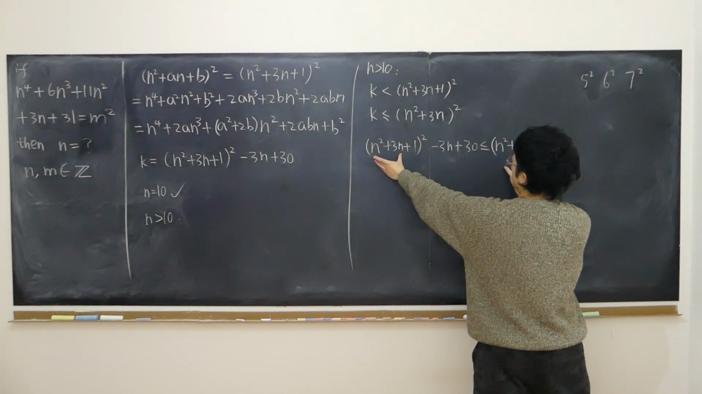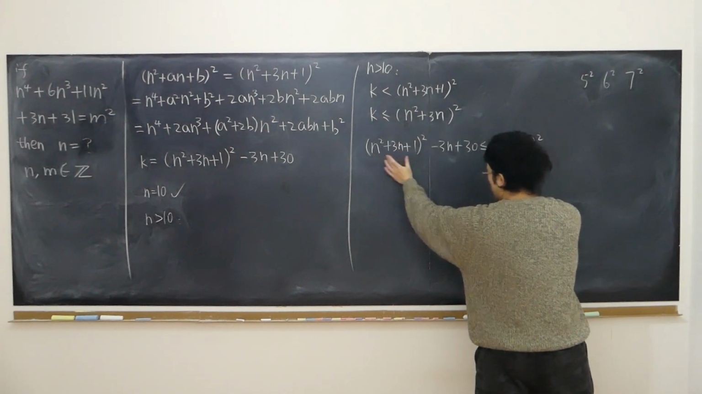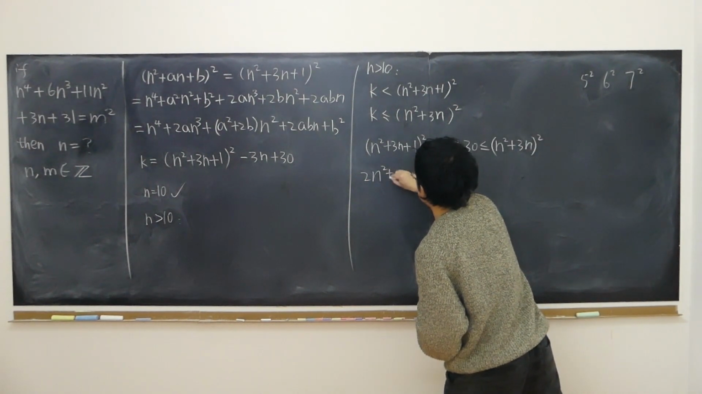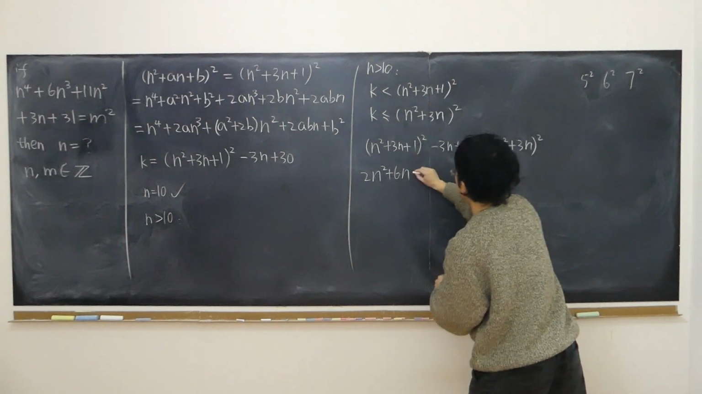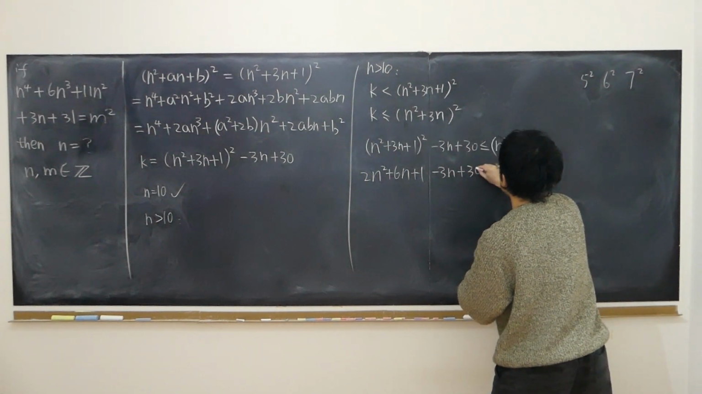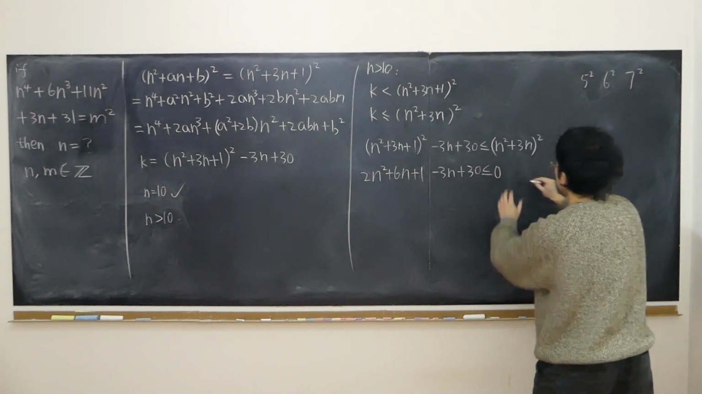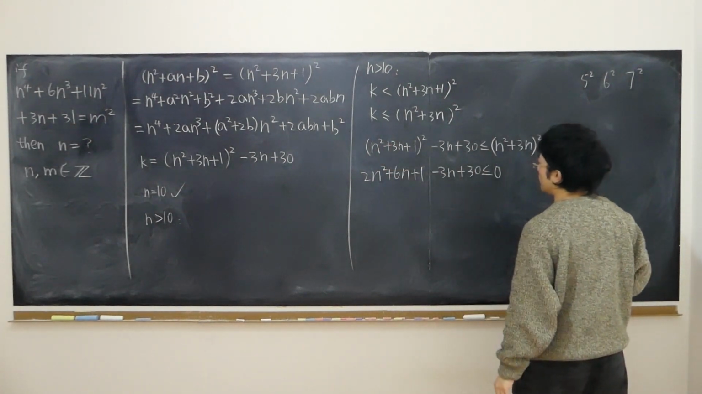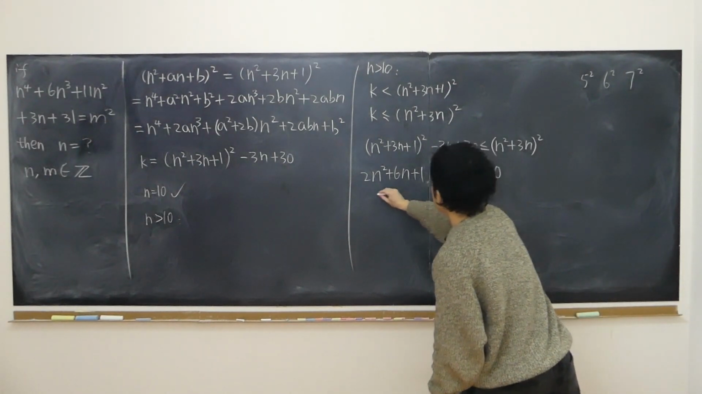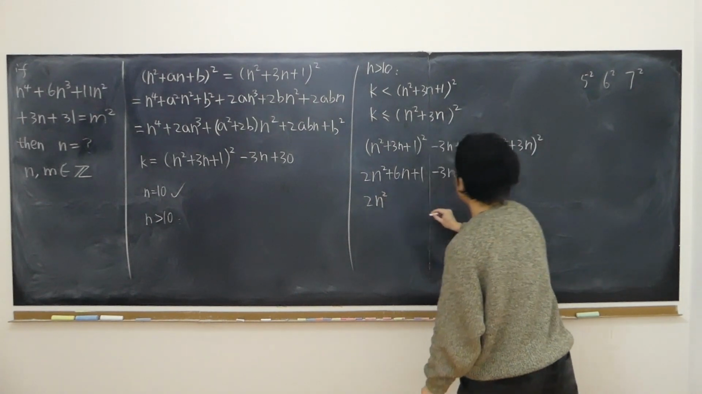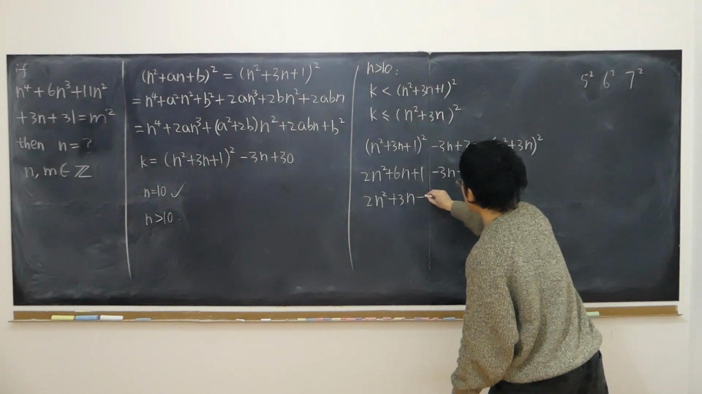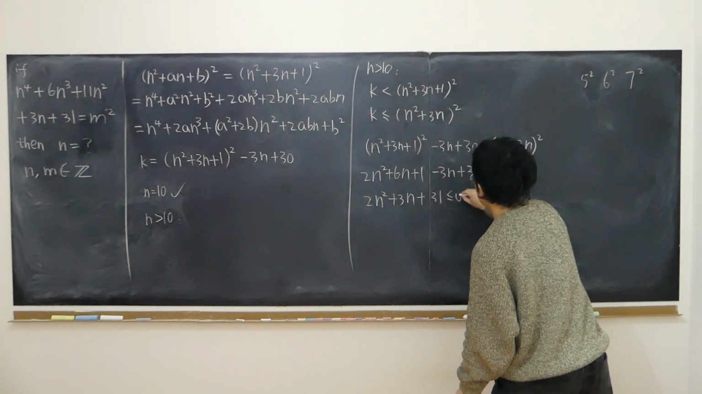They can just cancel out. And I have twice of this times 1. Right, so I have twice of (n squared plus 3n) plus 1 squared, plus 1, minus 3n plus 30, less than or equal to 0, because this one is cancelled out with the previous perfect square. Now I just have to work out the inequality, right? So 2n squared plus 3n plus 31 is less than or equal to 0.